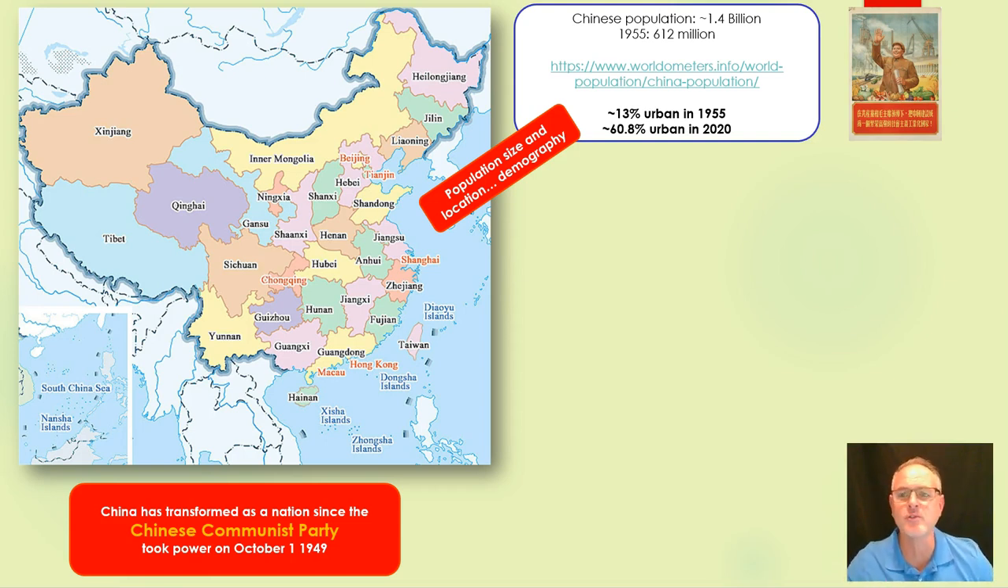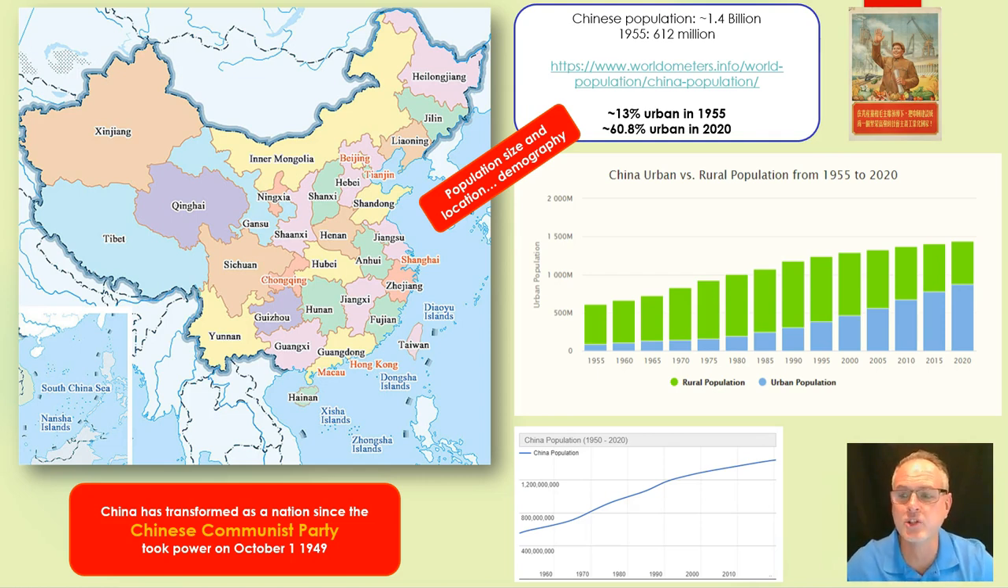In 1955, in the early days of communist rule, about 13% of the Chinese population lived in the cities. Today, it's about 60.8%. Have a look at that change there. We're seeing the blue of the urban population grow over this period. The Chinese Communist government has transformed China. The China you know today is not the same China that existed in 1931 when we pick up the story of this unit. It's not the same China that existed in 1949.